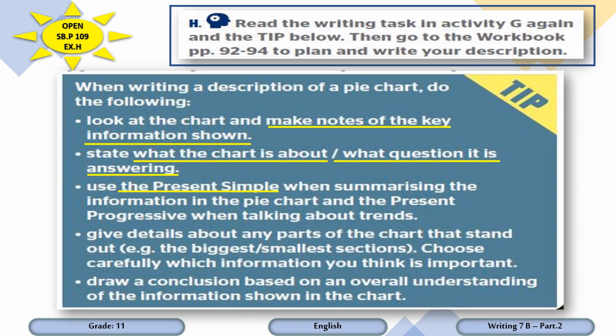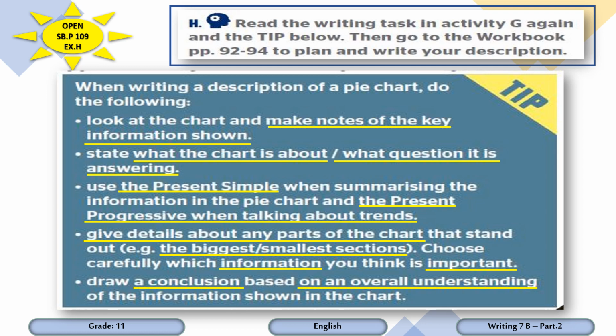Use the present simple when summarizing the information in the pie chart and the present progressive when talking about the trends. Give details about any parts of the chart that stand out, like the biggest and the smallest sections. Choose carefully which information you think is important. Finally, draw a conclusion based on an overall understanding of the information shown in the chart.